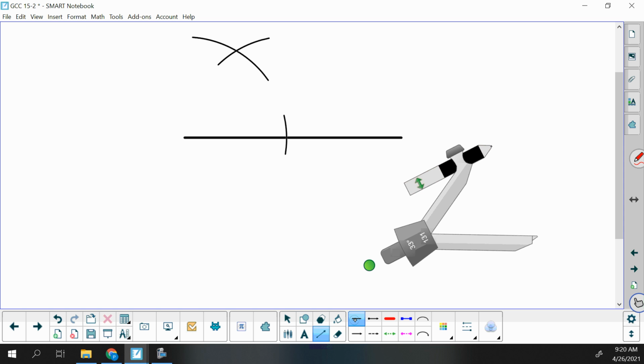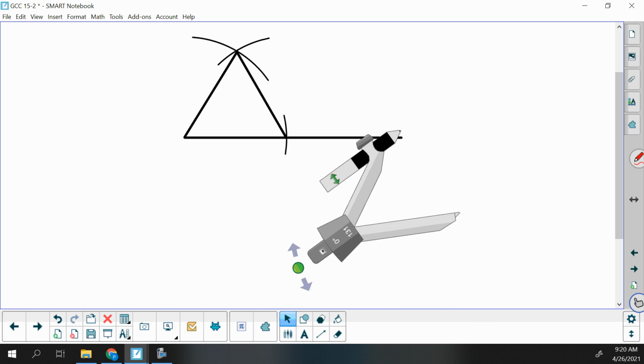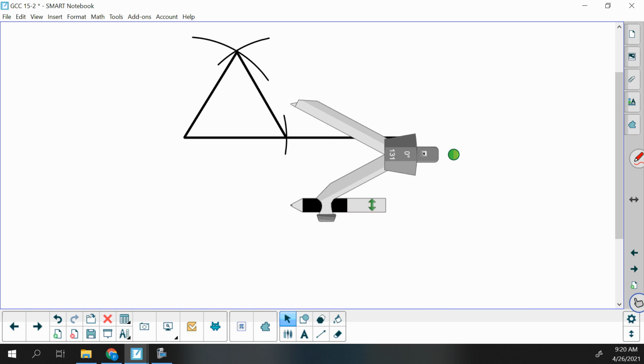So now with your straight edge, connect from your endpoint up to our intersection, and from this up to our intersection, and that creates an equilateral triangle. So because it's equilateral, we now know that each of the angles is 60 degrees. Well, we want a 30, 60, 90 triangle. So what we're going to do is we're going to bisect one of the angles. So I'm going to choose to maybe bisect that top angle there.